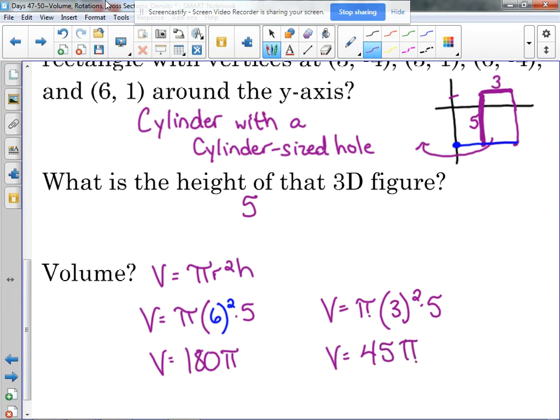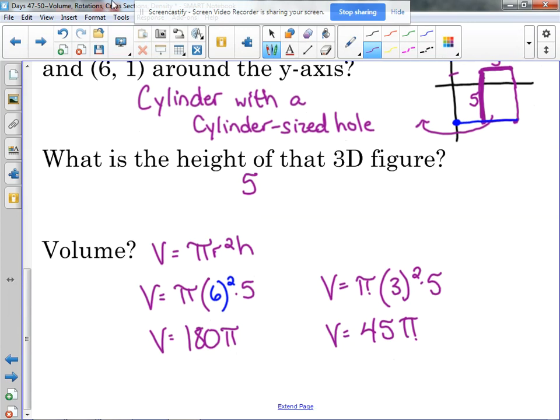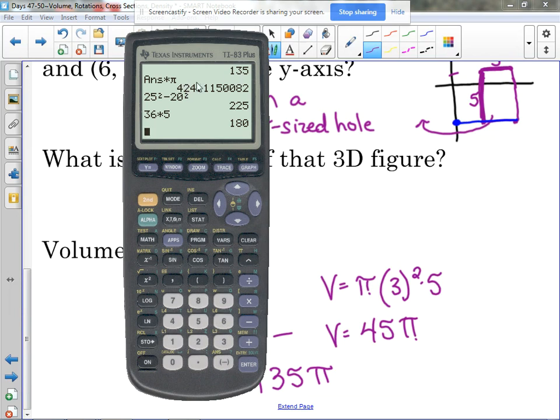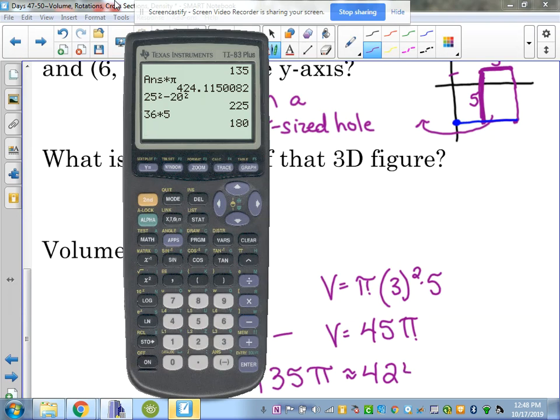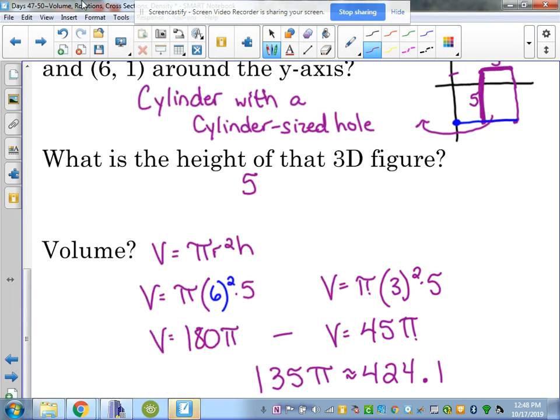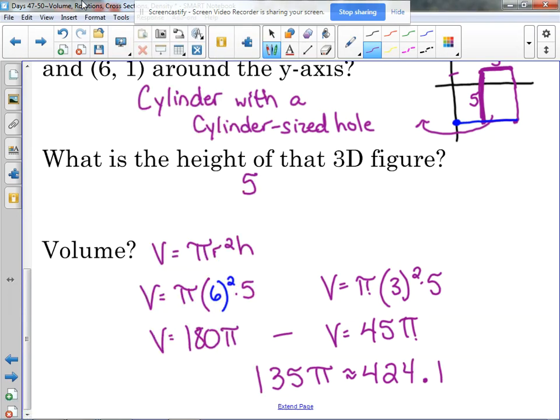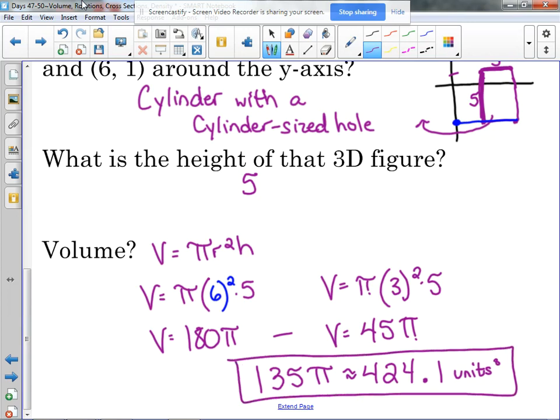What are we going to do with those two? Add them or subtract? Subtract. We have a hole. We're missing a piece. So we're going to subtract. So we get what? 135. And 135 times pi, I did it earlier, 424.1. Now, since we're in the XY axis, we don't have units, we don't have inches, we don't have feet, whatever. So technically, we really don't have units here, so we'll just put units cubed. When we don't know what they are, we just call them units.